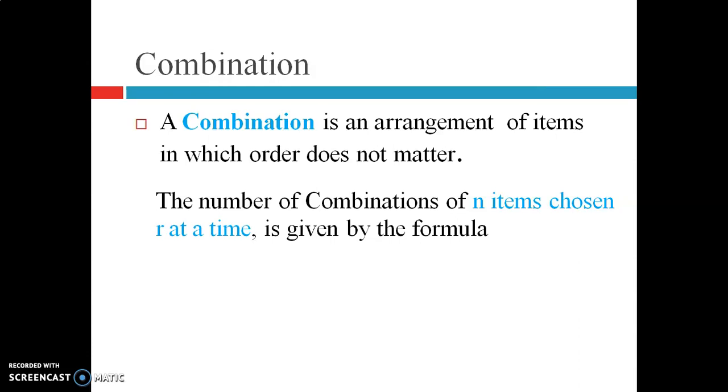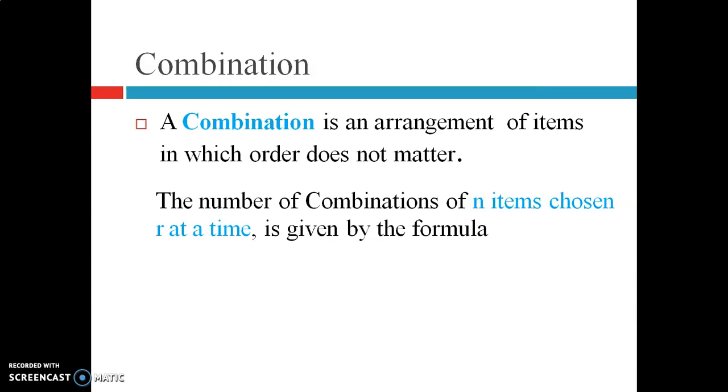Now the next term in this counting is combination. Combination is an arrangement of atoms in which order does not matter. So it is different from permutation, where order is important. In case of combination it is also an arrangement, but order does not matter.